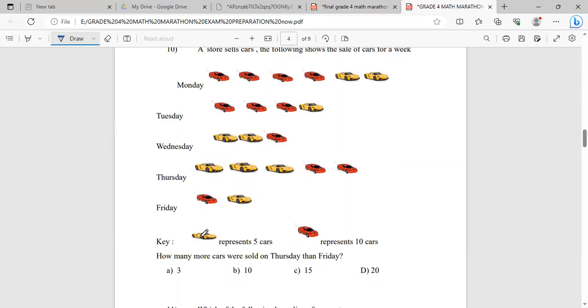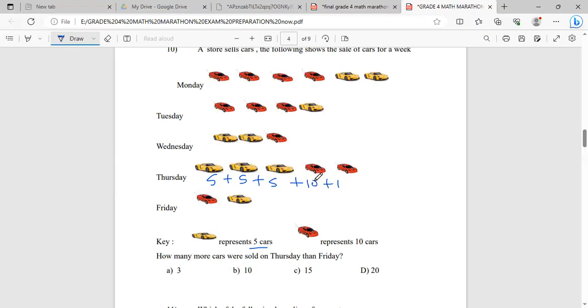One of the yellow car represents 5 cars, while one of the red car represents 10. All right. It says, how many more cars were sold on Thursday than Friday? So remember, each of the yellow represents what? 5. So let's see how many were sold in all. So it's 5 plus 5 plus 5. And one of the red represents 10. So that's going to be plus 10 plus 10.